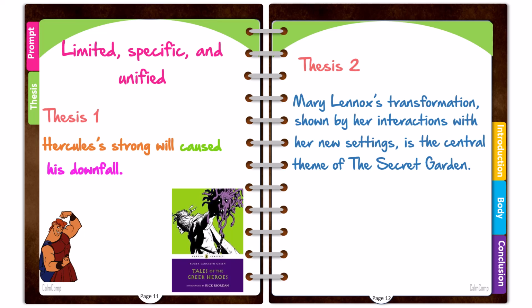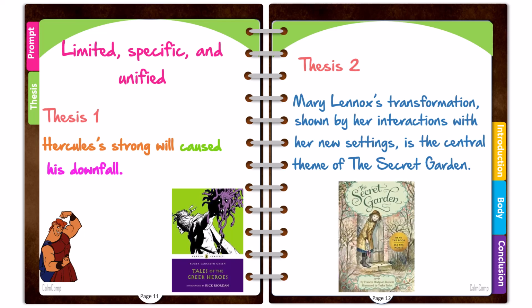The downfall is because of his strong will, and caused is just explaining what it did to Hercules. Every part of this thesis corresponds to the other. That was pretty easy. Let's take another example to keep practicing dividing our thesis into 3 parts we can work with. This is our secret garden thesis.